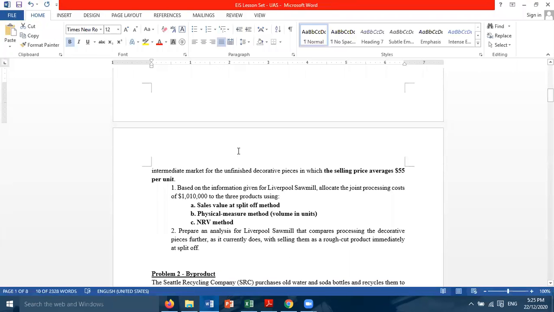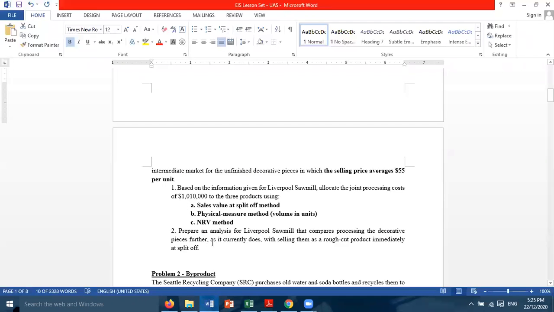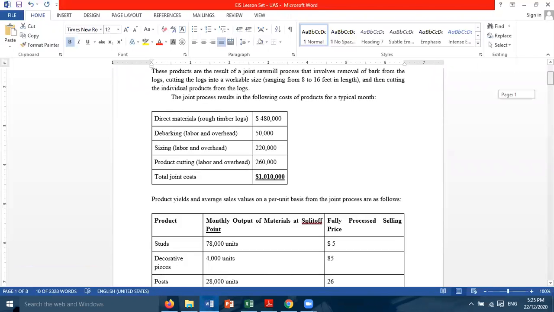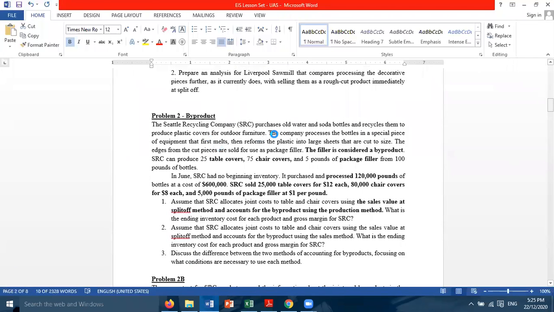Right. So that answers number 2. If they ask for the decision, then the decision is to further process the decorative piece. It gives a marginal contribution of $18,000. All right, that's for joint cost. Next, we'll go for byproducts.